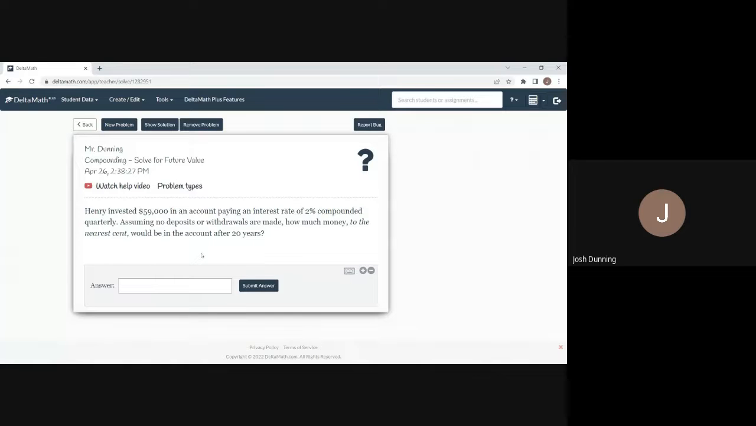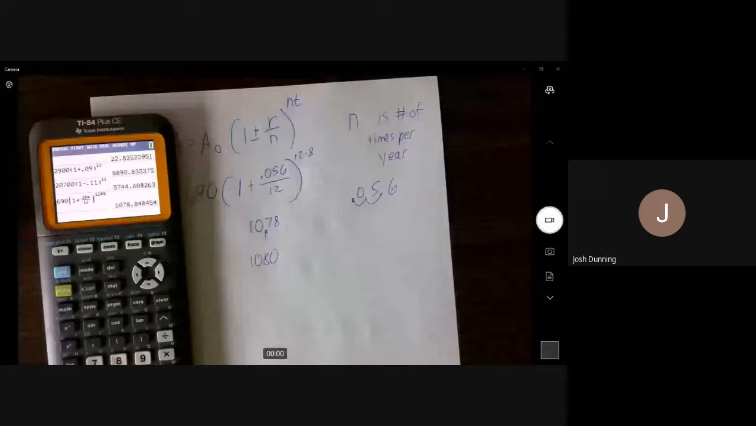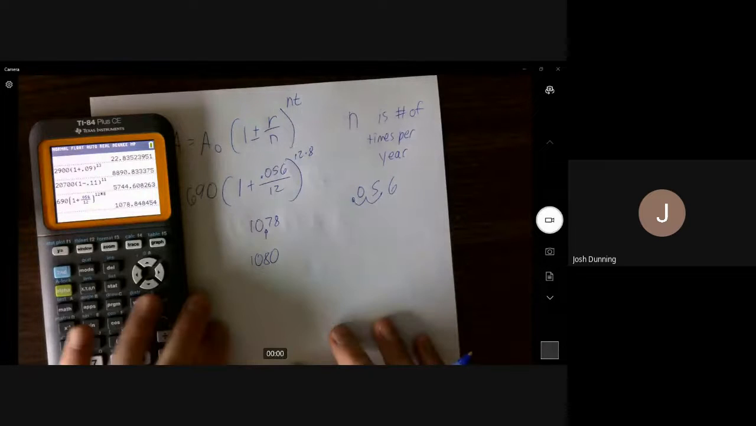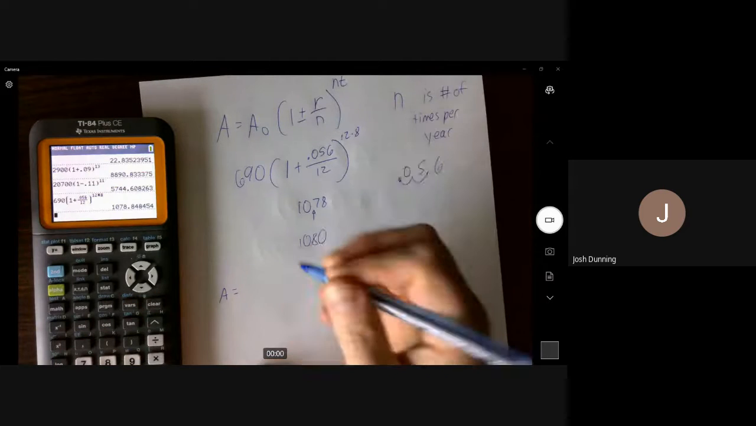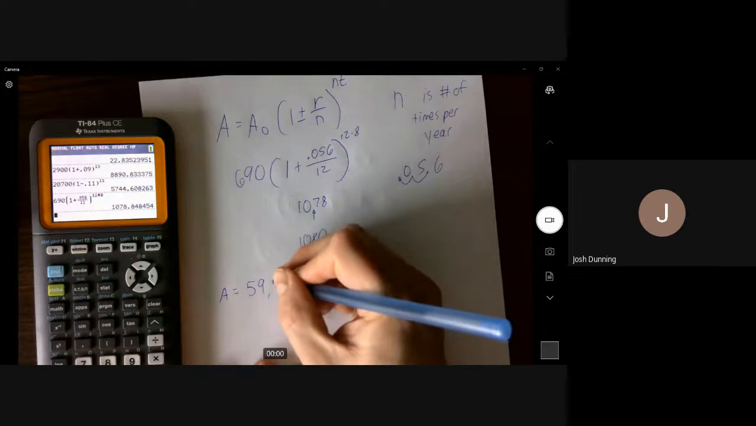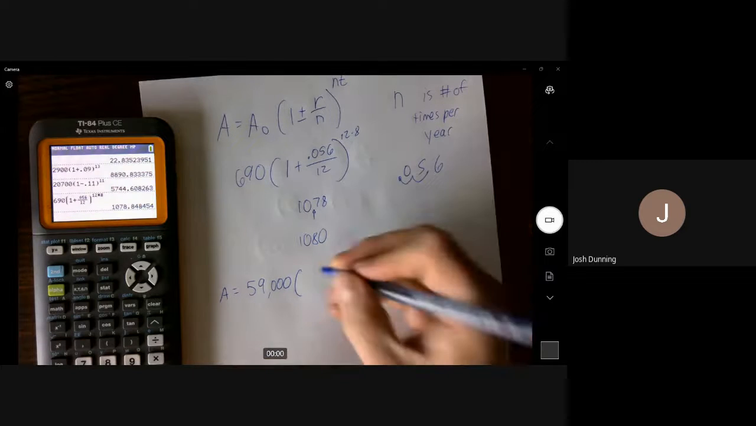Henry invested $59,000 in an account paying an interest rate of 2% compounded quarterly. How much money, to the nearest cent, this time we're back to cents, would be in the account after 20 years? All right, Henry, well, let's see. So Henry had some spare change lying around here, $59,000.